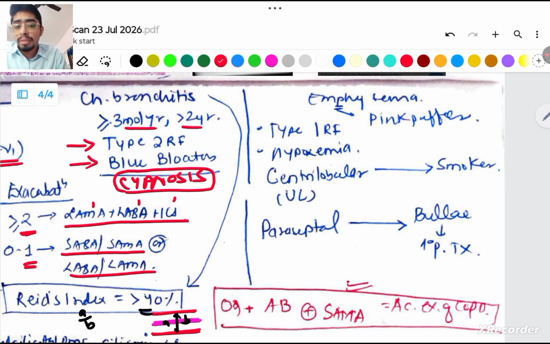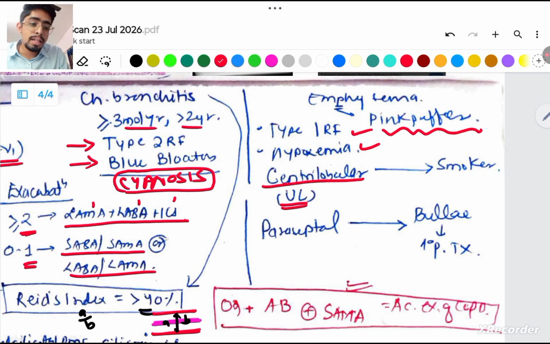Now, emphysema, you have to remember it is type 1 respiratory failure. It is due to hypoxemia. You see there are pink puffers. It has a pink puffer appearance. Centrilobular is basically your upper lobe involvement. In centrilobular emphysema there is upper lobe involvement and it occurs in smokers. Right? These are the 3 points: centrilobular, upper lobe, smoker.